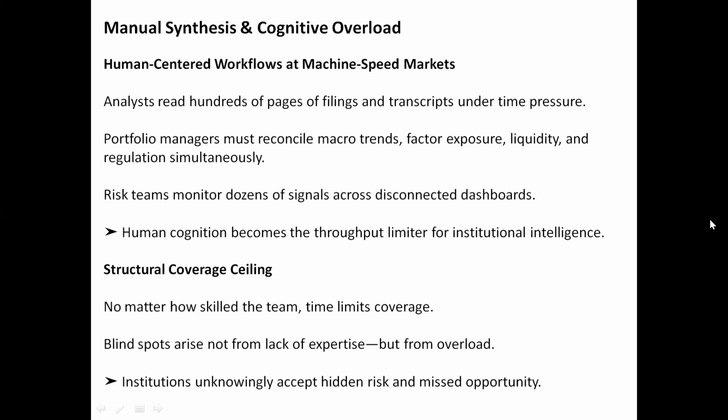Even with a lot of AI tools available, most of the financial area still depends heavily on experts in a manual way. So human cognition has become a throughput limiter for institutional intelligence. And the institution knowingly accepts hidden risk and missed opportunity because of this manual dependency.